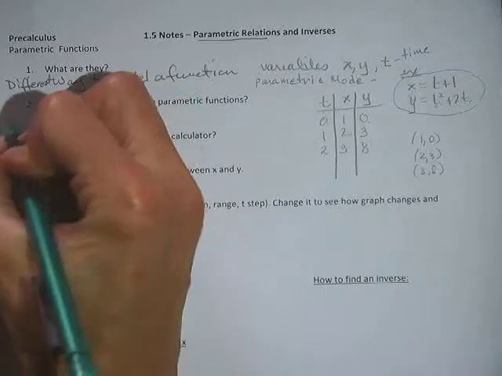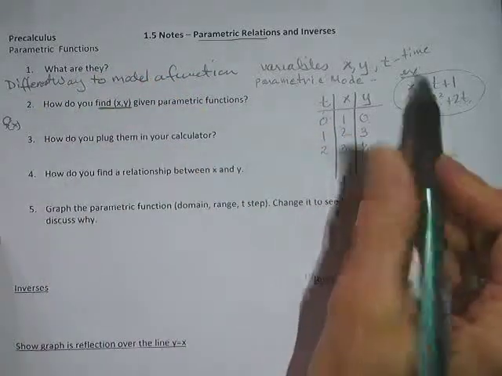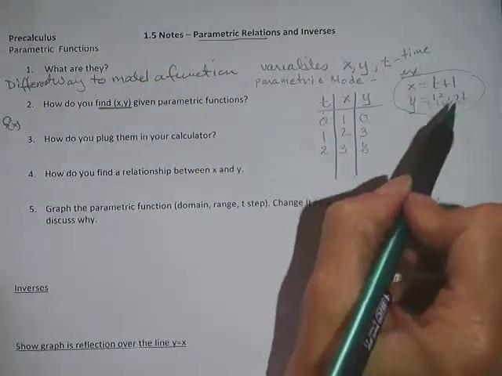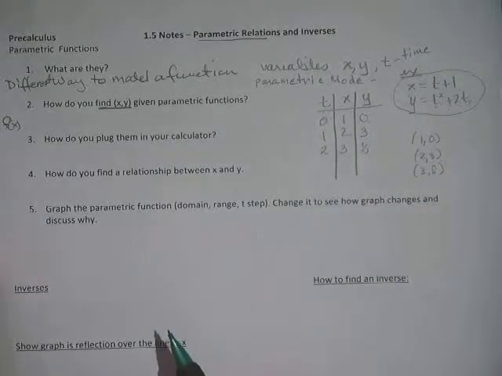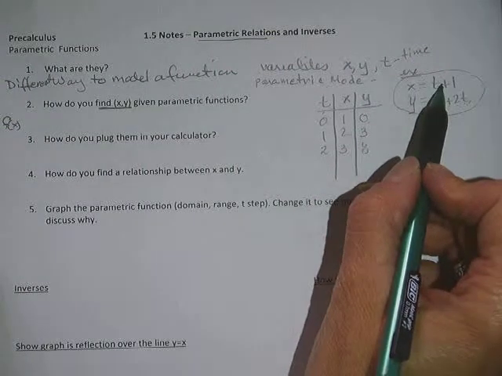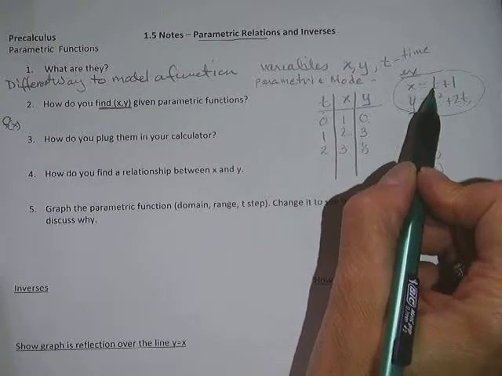Do you see these two equations right here? What if I wanted to find an f of x, the opposite one? I wanted to get rid of the t. How do you get rid of the t when you have two equations?